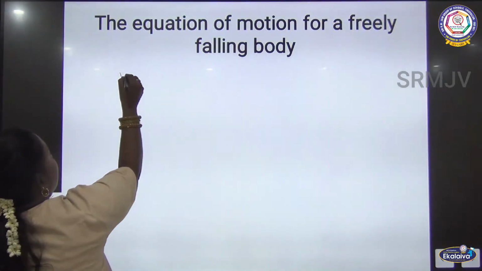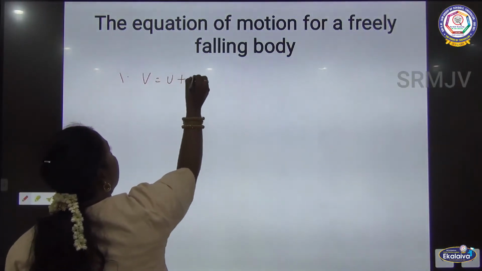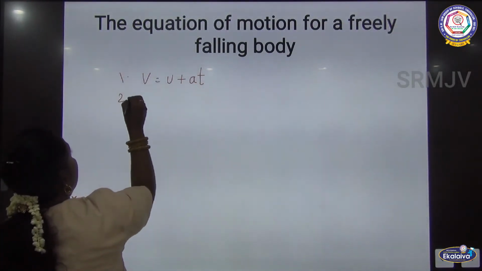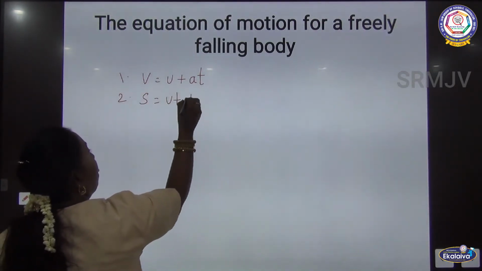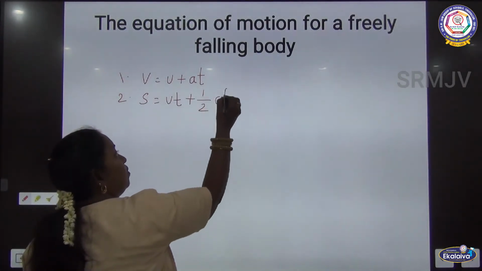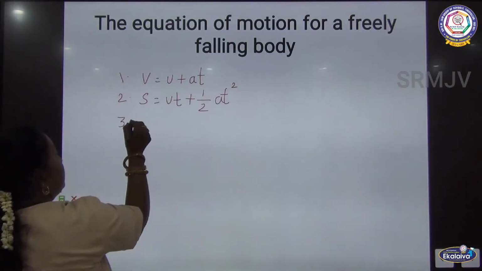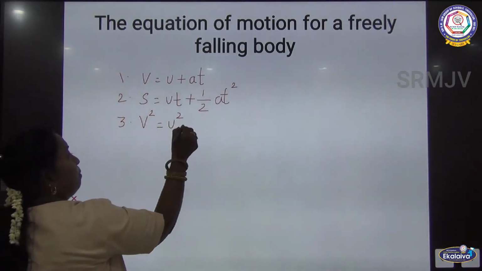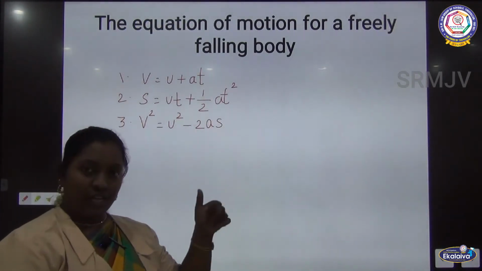The first one is v equal to u plus at. This is the first equation of motion. Second equation of motion, s equal to ut plus half at square. And the third, v square equal to u square plus 2as. Yes. So these are the three equations of motion.